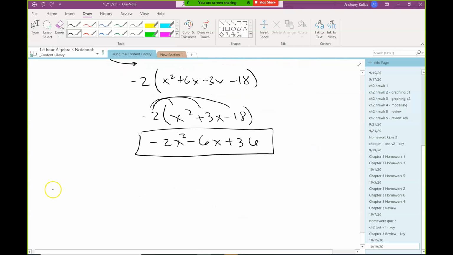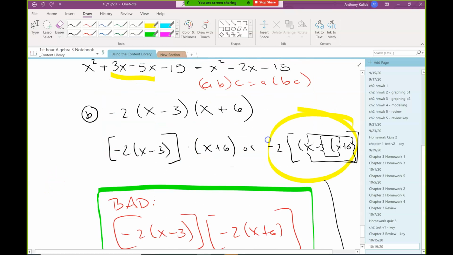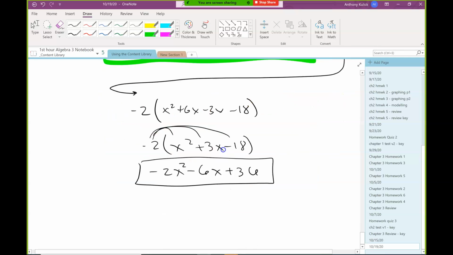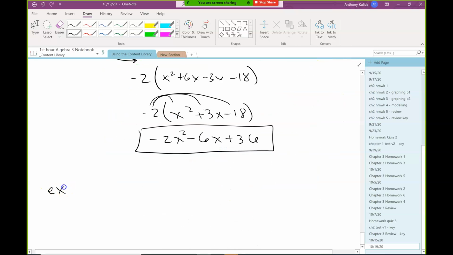Okay. My next example I want to do is going from vertex form to standard form. And we said that this was expand and distribute.